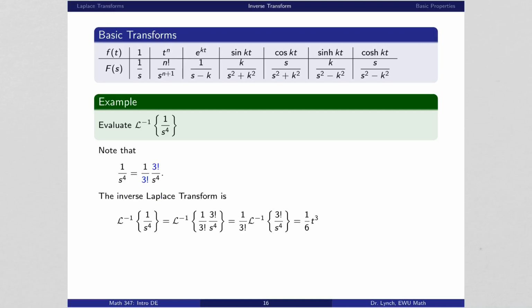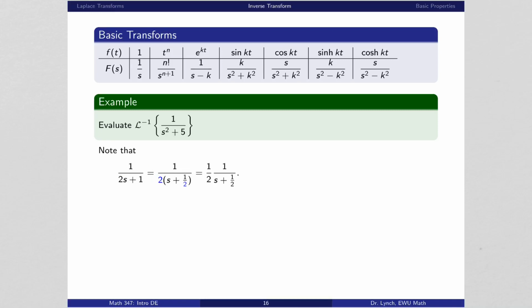So now linearity comes in handy here. The inverse transform of 1 over s to the fourth is the same as the inverse transform where we've multiplied and divided by the same amount, 3 factorial. Of course that 1 over 3 factorial can be factored out front, giving us the inverse transform of something we recognize, which is t cubed, so that the inverse transform of 1 over s to the fourth turns out to be 1 over 6 t cubed. This multiplying and dividing trick is pretty handy, and it comes up pretty frequently.